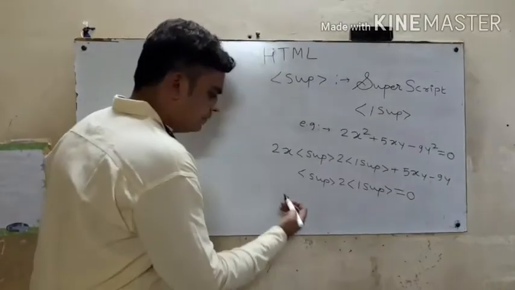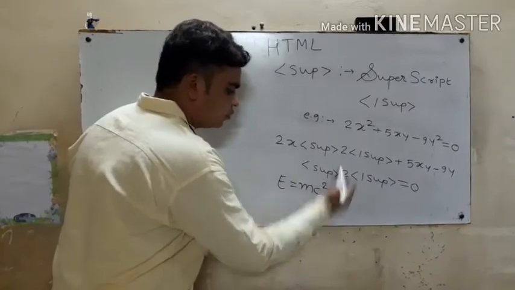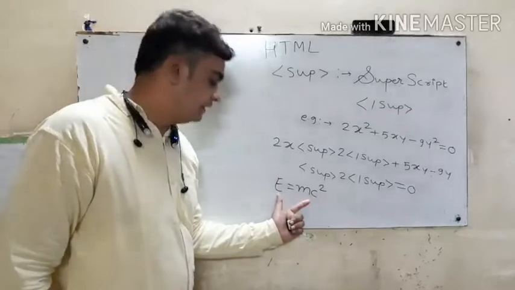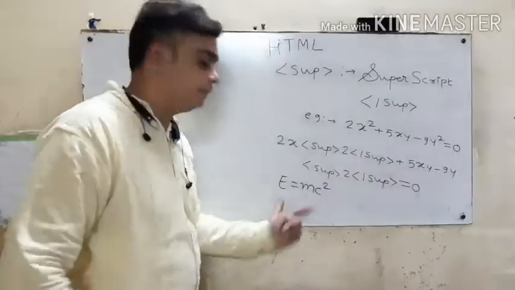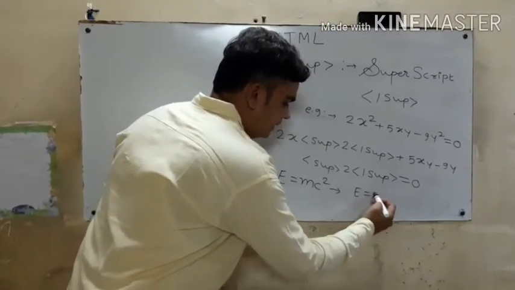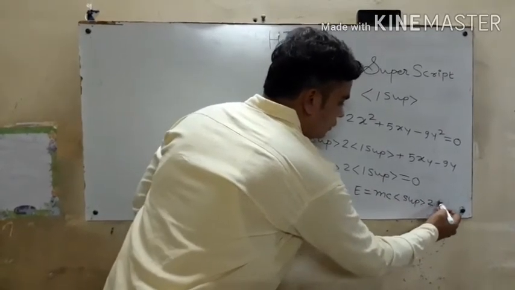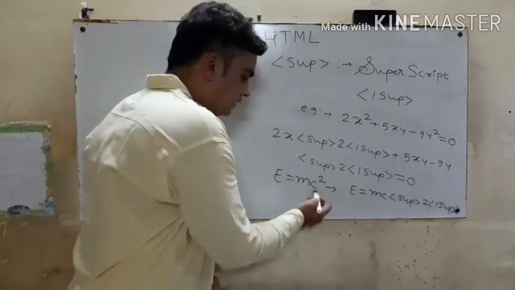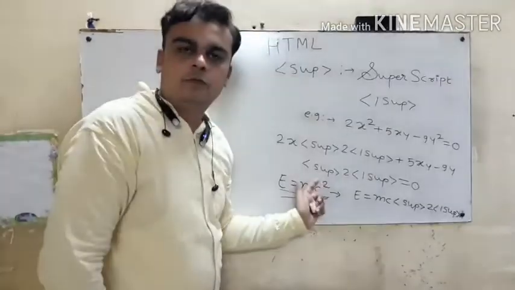Let me take another example. Suppose I want to display E is equal to MC square. We are familiar with this equation, E is equal to MC square. So suppose I want to display this type of information in my web page, how can I write the code? First of all I am going to write E is equal to MC, then SUP 2 /SUP. So it will display the output like this. Got it? How we use SUP tag?